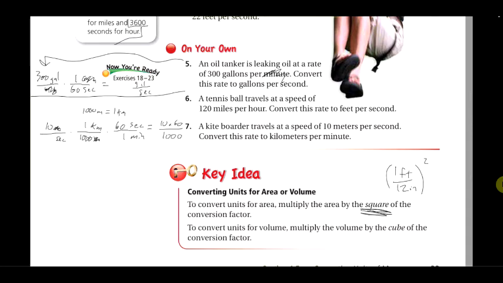So that's like saying 1 foot over 12 inches times 1 foot over 12 inches. And that would look like 1 square foot over 144 square inches. That's sort of what we're doing in your RAP journal. So we'll go over what this looks like. So turn to your next page.